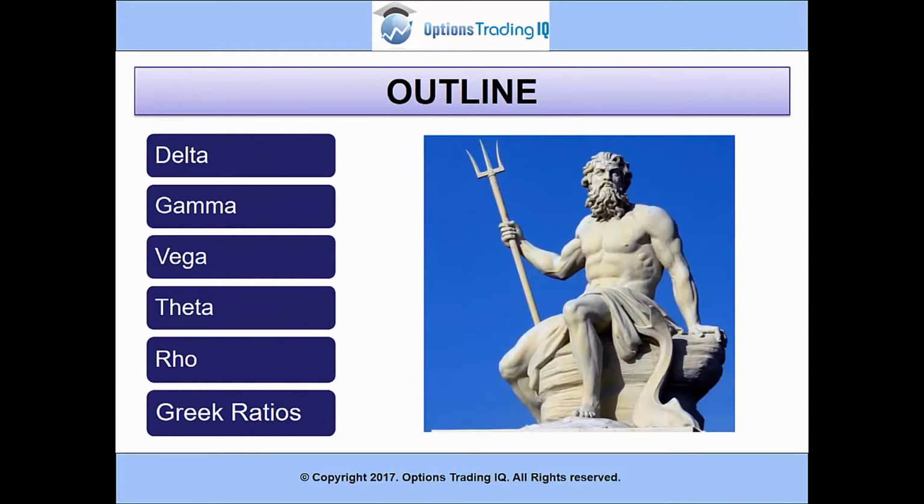Okay, so the outline for today. We're going to go through all the Greeks: delta, gamma, vega, theta, and rho. So really lock down some key knowledge on those. And then I'm also going to go into the Greek ratios. Really important stuff, particularly just learning the Greeks.